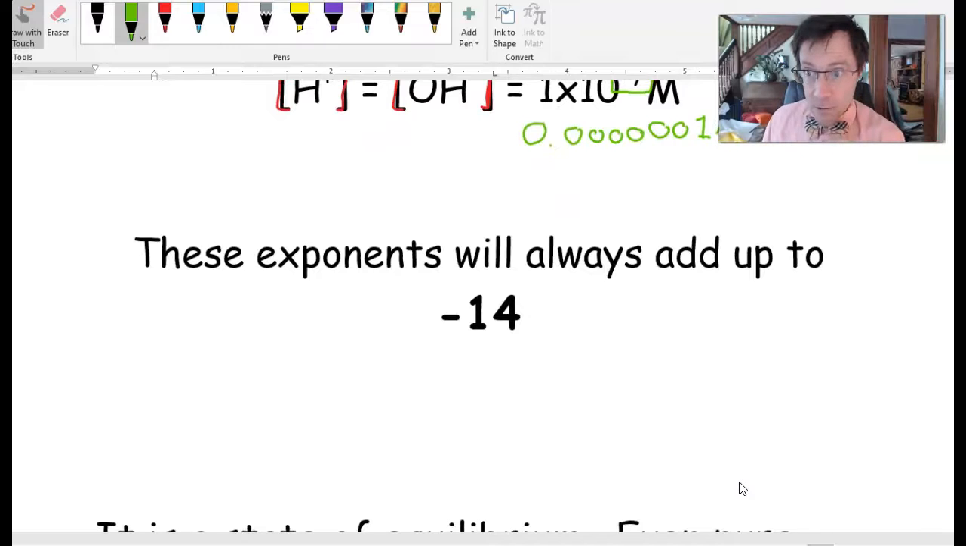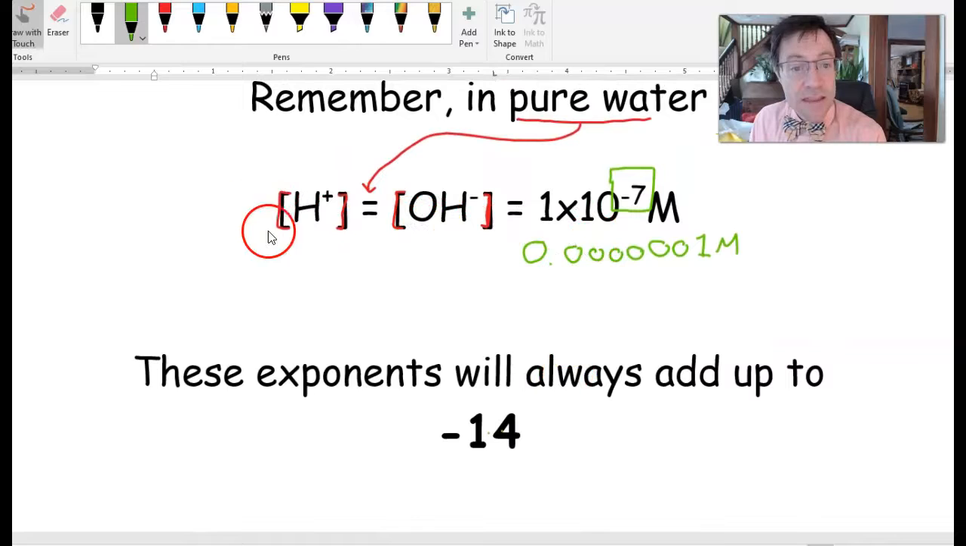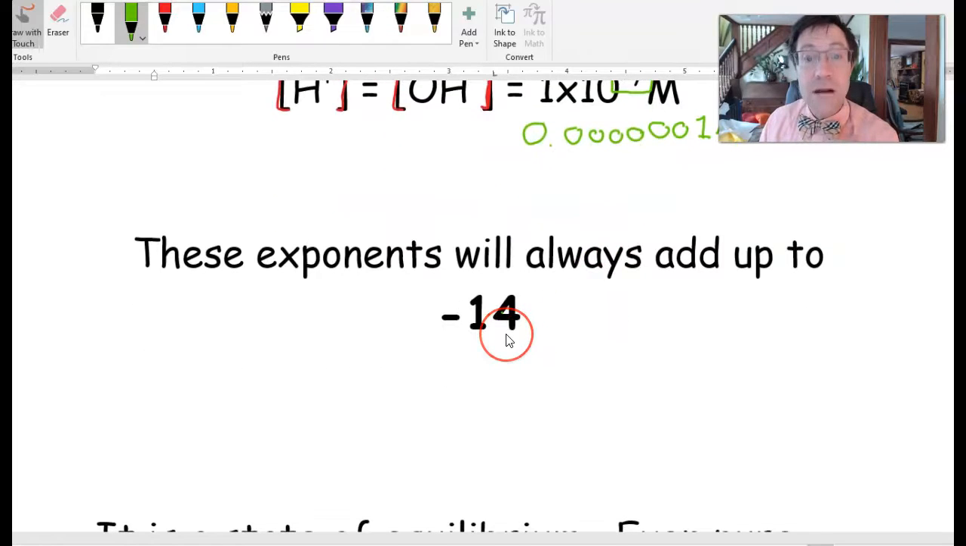The pH scale is pretty awesome, and for us, it's going to be really easy. Some things are crazy hard, but this time this thing is going to be easy for y'all because the exponents always add up to 14. Always. See, the hydrogen ion concentration is 1 times 10 to the minus 7. The hydroxide ion concentration is 1 times 10 to the minus 7. So those exponents, minus 7 and minus 7, always add up to minus 14. Always.